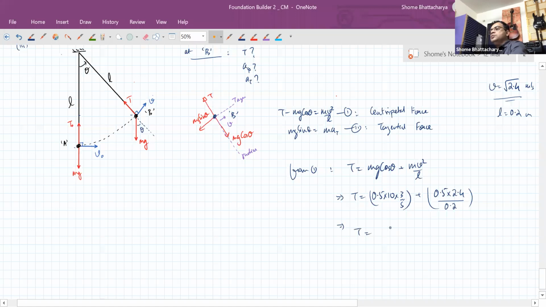So this tension is becoming 3 plus, this is 2.4 into 5 by 2. So 1.2 into 5. So 6. Yes, very good. That's correct. The tension is becoming 9 newtons.